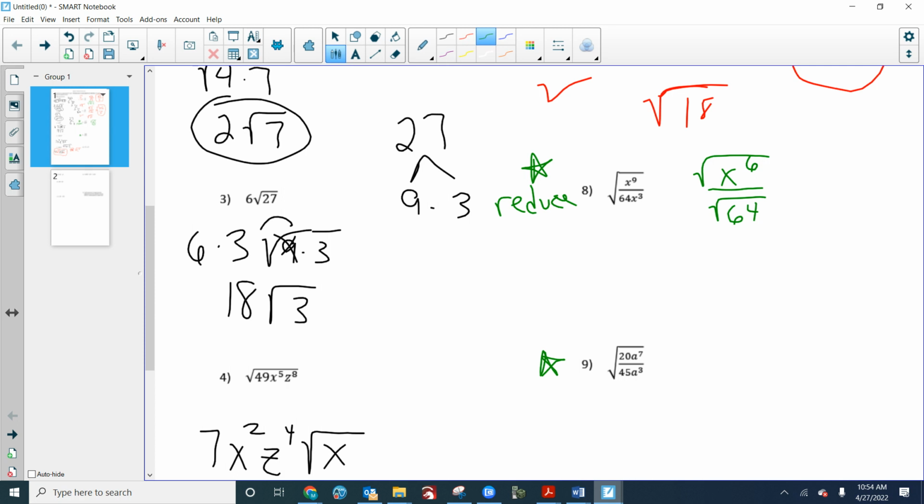Okay, now, x to the 6th. It's an even power. How many pairs do I have? Just divide it by 2. It's x to the 3rd. Anything left over? No. What's the square root of 64? 8. That's a perfect square.